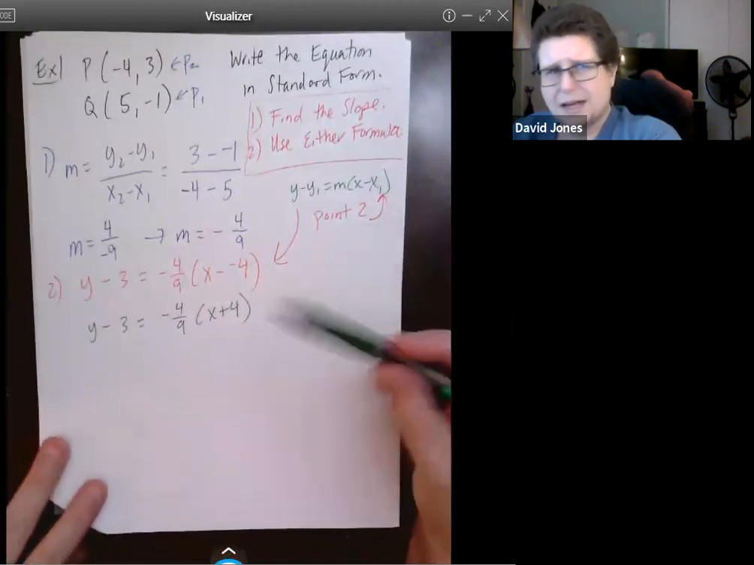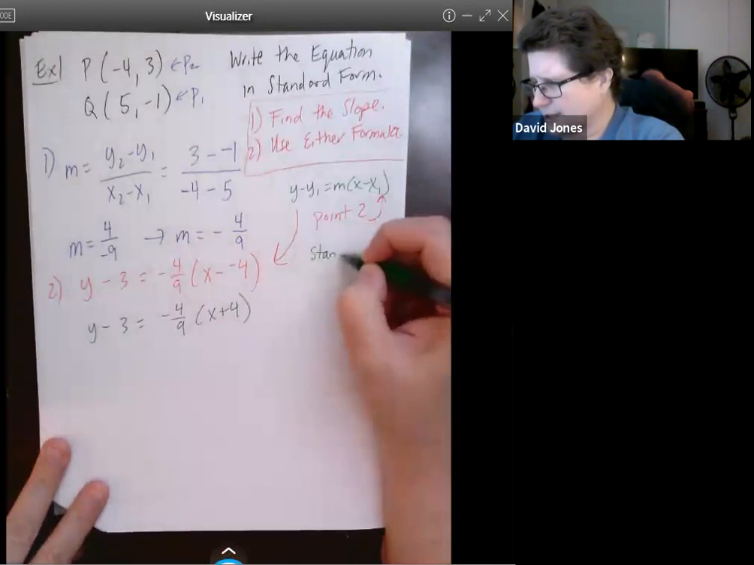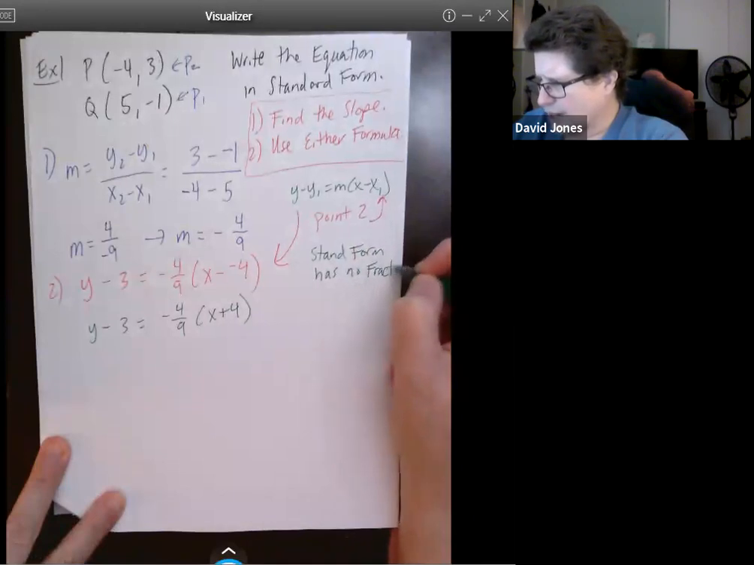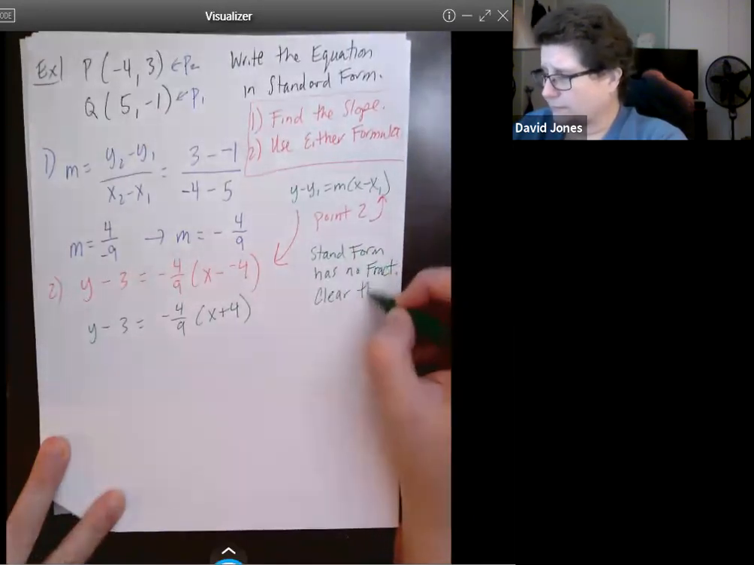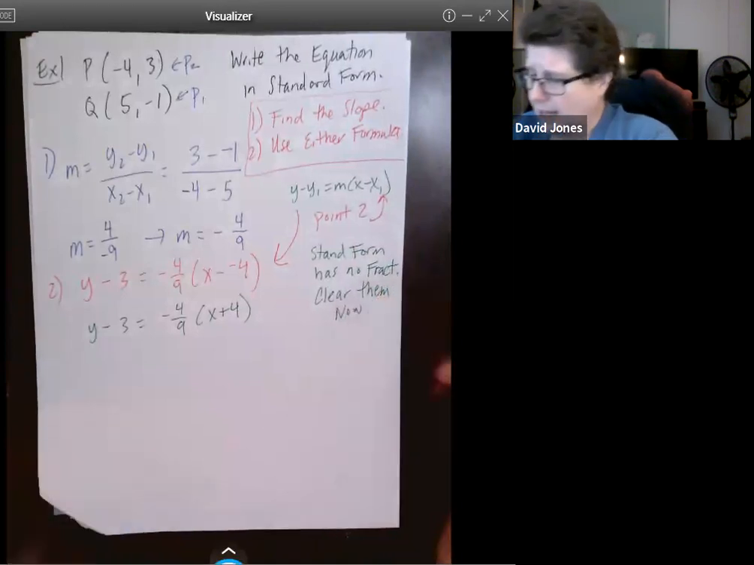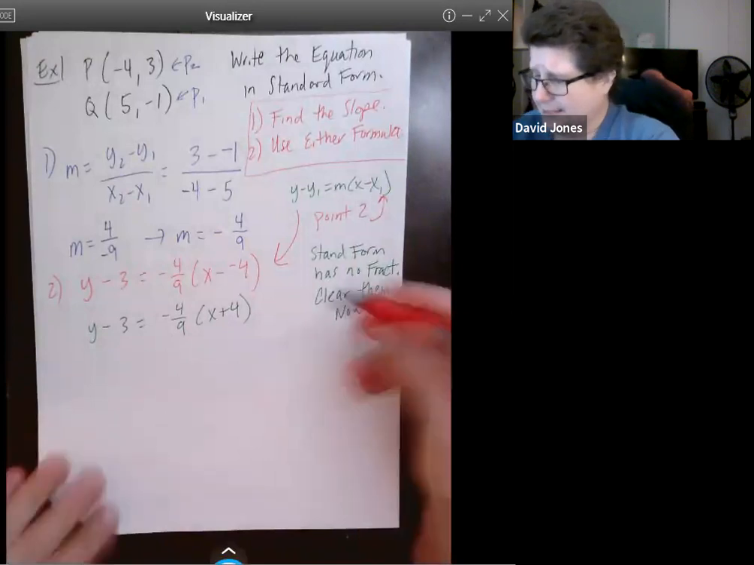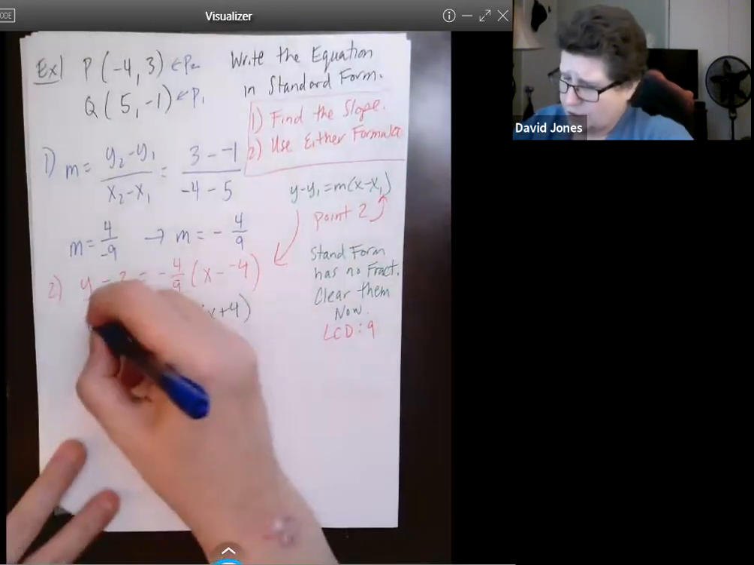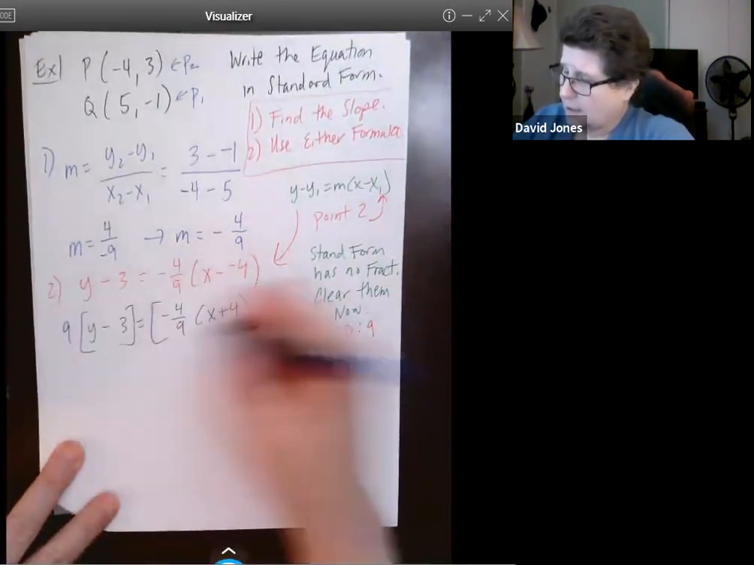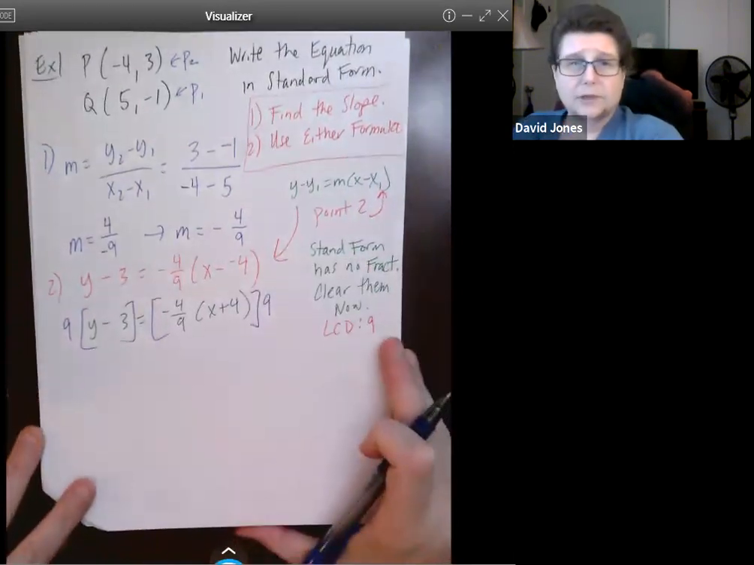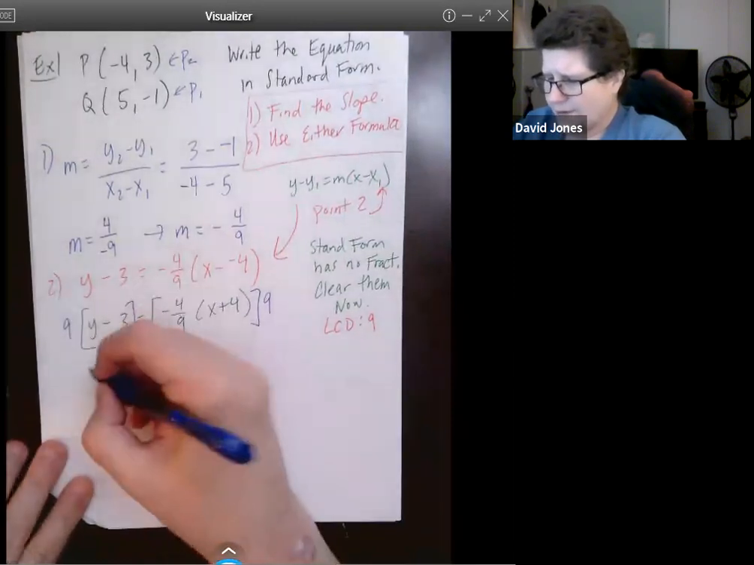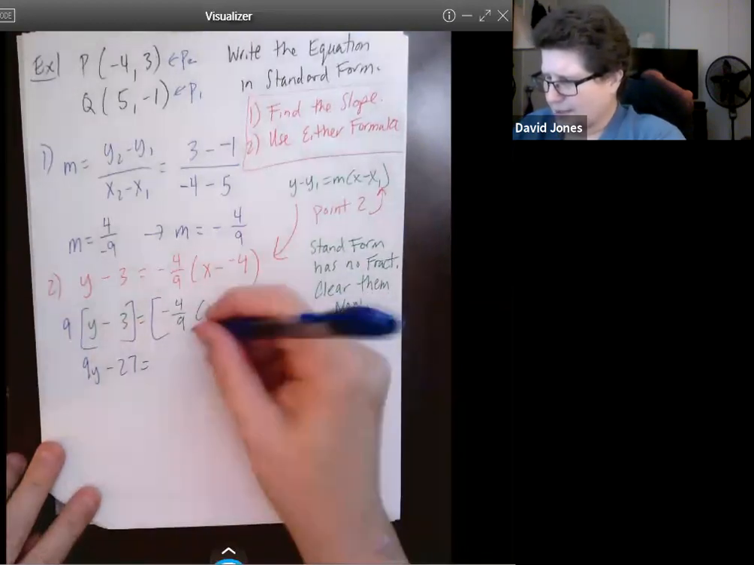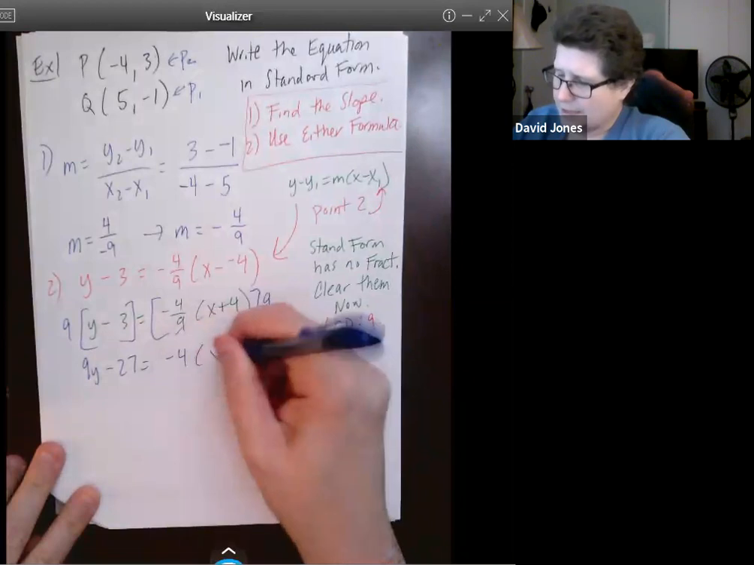Now I could distribute the 4/9, but the standard form has no fractions. So it's easier to clear them now. And that means multiply by the LCD. The LCD, the only denominator we have, is 9. I'm going to take both sides of the equation and multiply by 9. Distribute here, I've got 9y minus 27. The 9 here cancels with that one, and I got -4 times x plus 4.